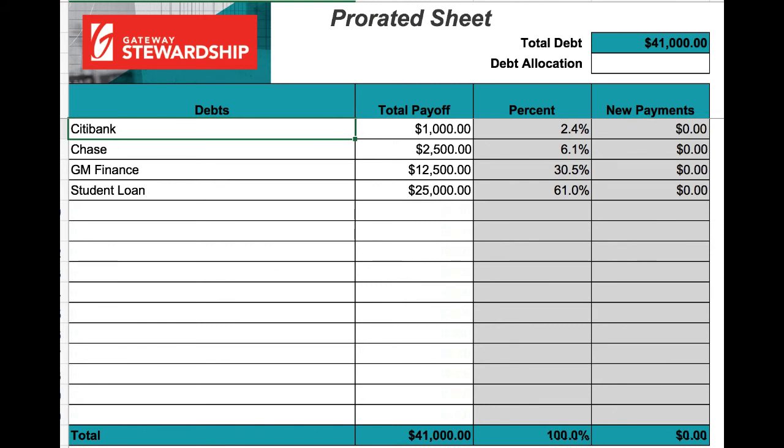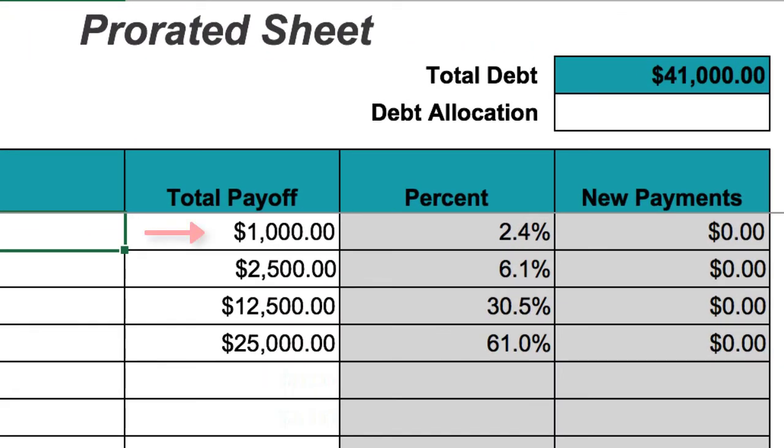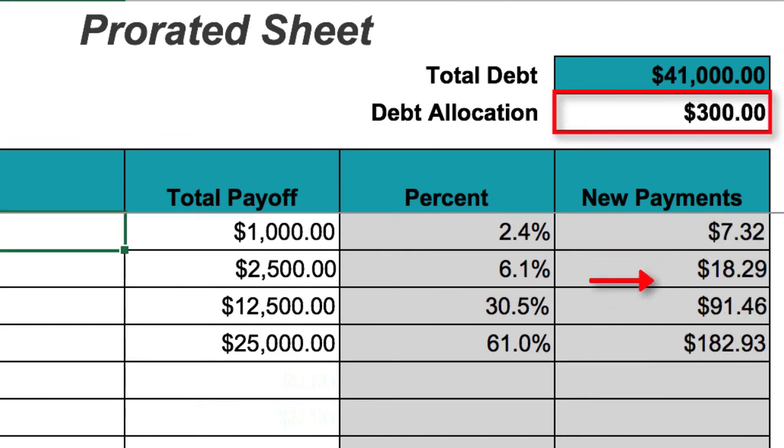I believe a good compromise is to pay every creditor a fair share of what you can afford to pay. The prorated plan takes the balance of each debt and calculates the percent it represents of the overall debt. Therefore, when you enter the amount you can afford to pay in the debt allocation cell, new payments are created for each creditor based on what percent of the whole debt they represent.